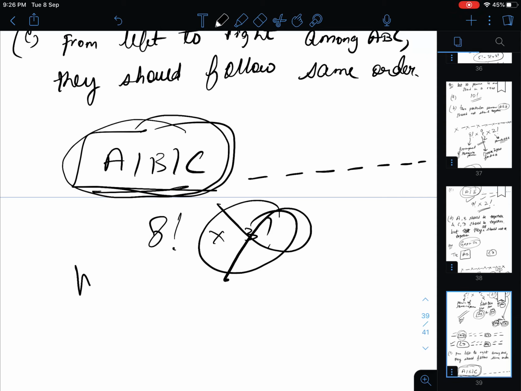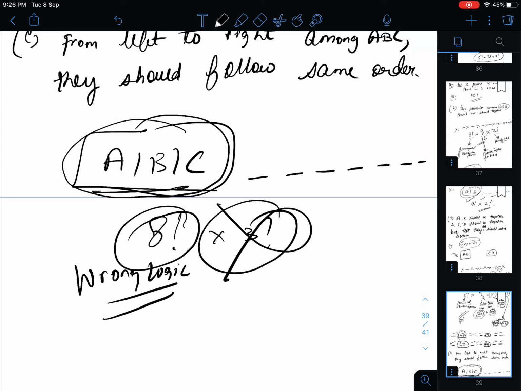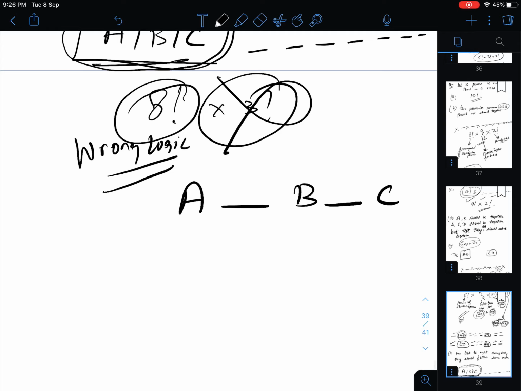But this is of course wrong logic. 8 factorial is not the answer. See, the reason is we didn't say that ABC must be adjacent. ABC need not be adjacent. You can have A here, then something here, B here, something here and C here. We never said that A, B and C must be adjacent.